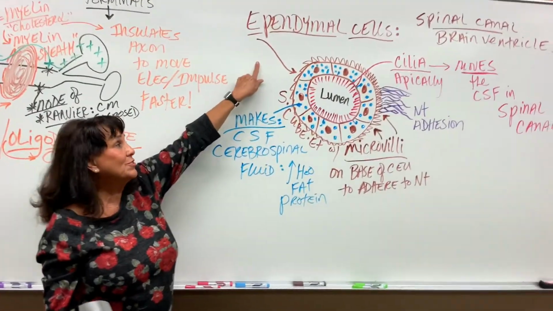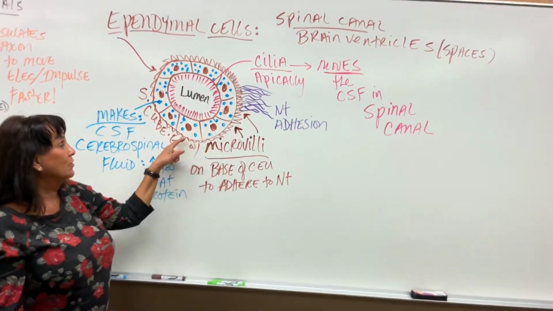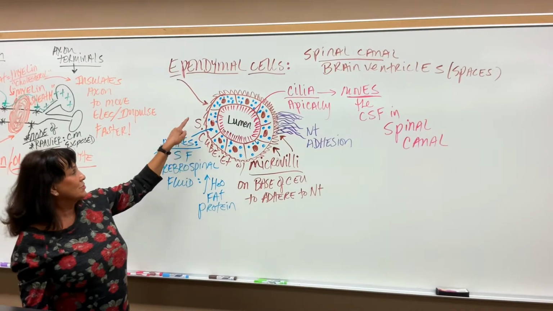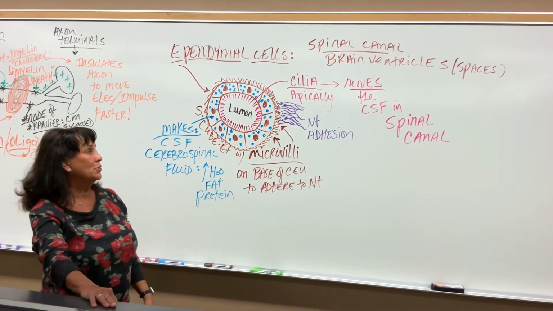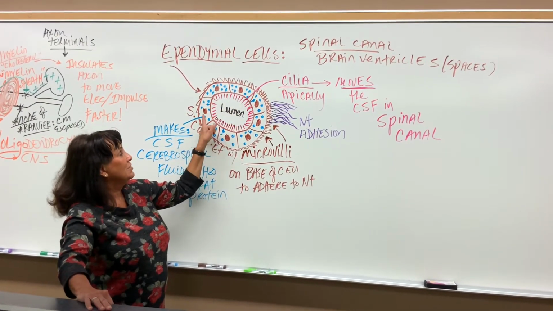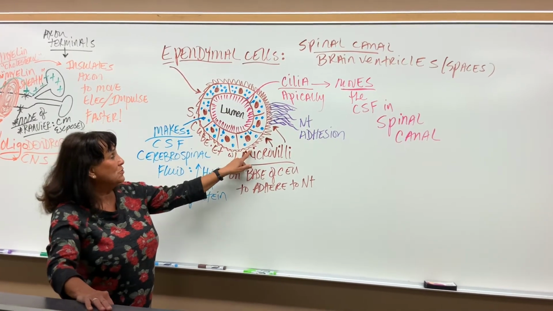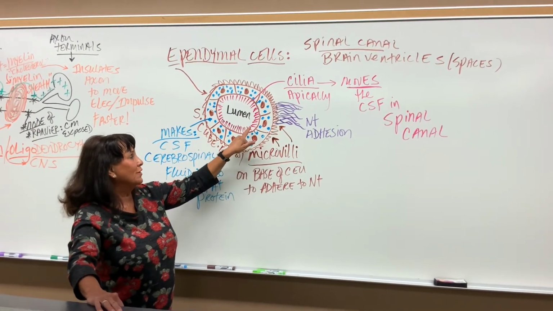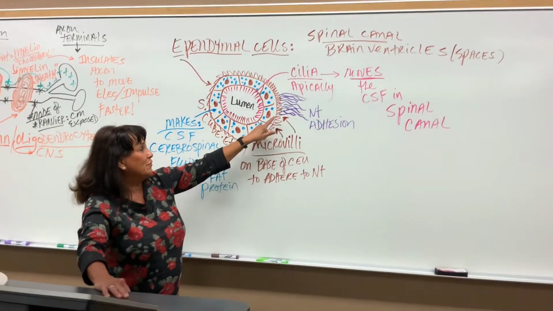The ependymal cells are only found in the spinal canal. I drew the spinal canal, and these are actually simple cube ET cells. They're very unusual simple cube ET. They actually have cilia on the inside to help move the cerebrospinal fluid that they make. And on the outside of the cell, they have microvilli. Usually microvilli are found on the inside, but now they have microvilli on the outside for adhesion.